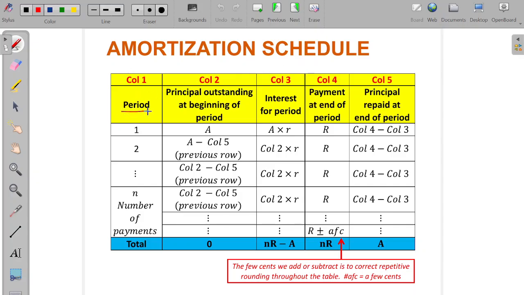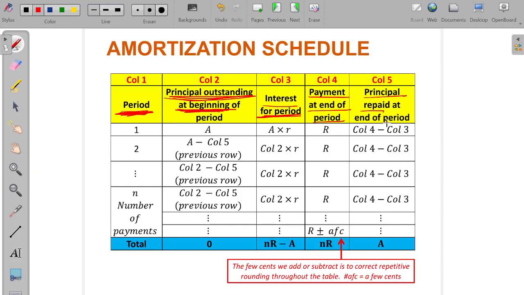The first column is the period. Now the second one is the principal outstanding, at the beginning, take note of this, at the beginning of the period. Now this third column is the interest per period. The fourth column is the payment we made at the end of the period. And the fifth one is the principal repaid, how much we have paid at each period.